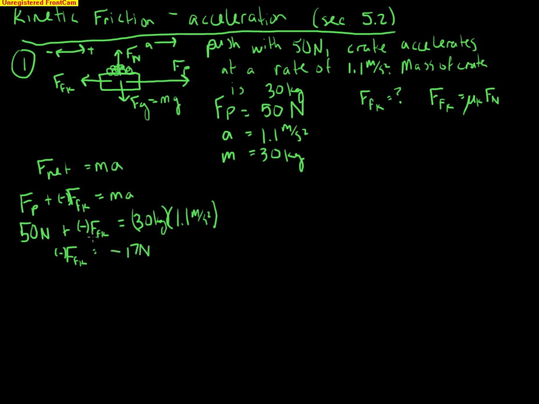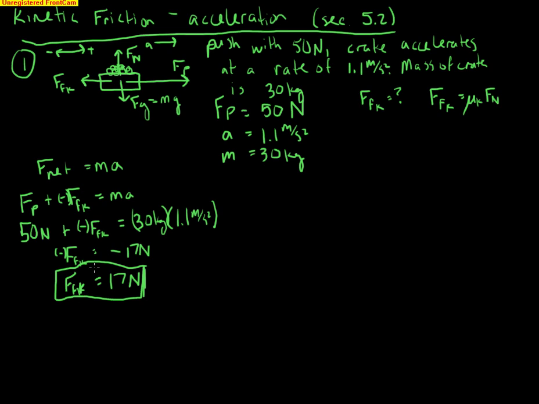Okay, so the negative tells us it's pointing in the negative direction. If we cancel these out, that tells us that the magnitude of the friction force is 17 newtons. So the friction force, F_fk, the magnitude of the force would be 17 newtons. That's the size of the force. And according to our picture, we know it points in the negative direction.